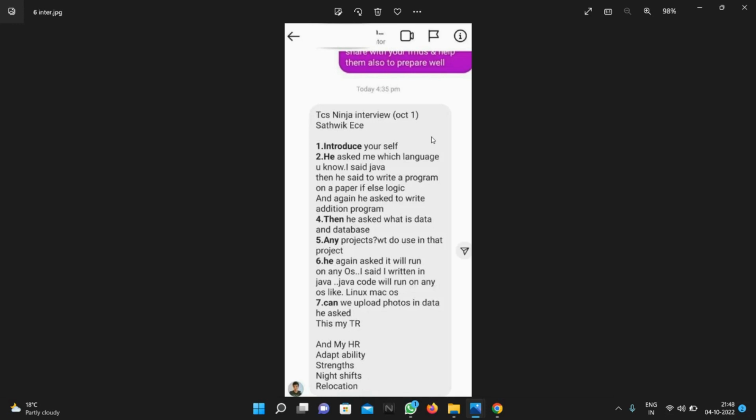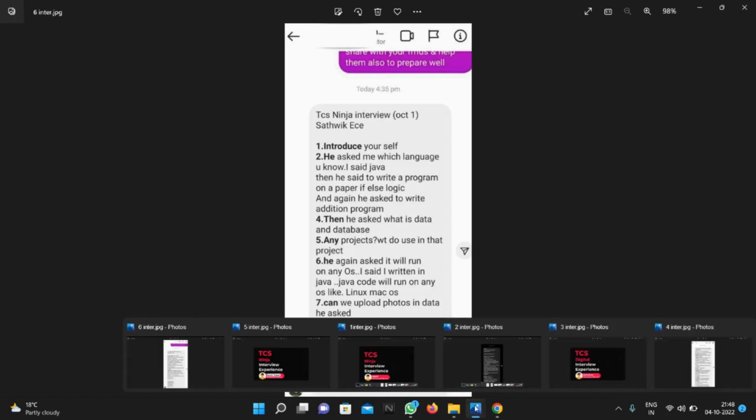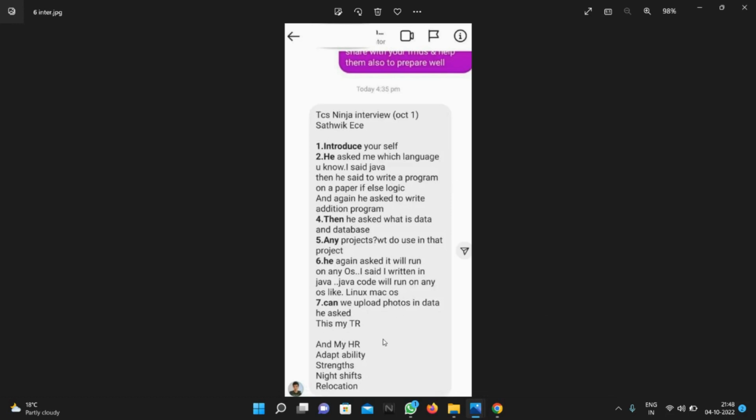This was his TR round, and his HR round covered adaptability, strength, night shift, and relocation. Only these things were asked by the interviewer in the HR round. He had only two rounds, TR and HR. Sometimes it depends on the interviewer, and it may be three rounds also. Your MR round will also be there, but most of the time TR, MR, and HR rounds are conducted. But in some rare cases, only the technical or HR round is conducted. It depends on the HR and the interviewer how they will take your interview.